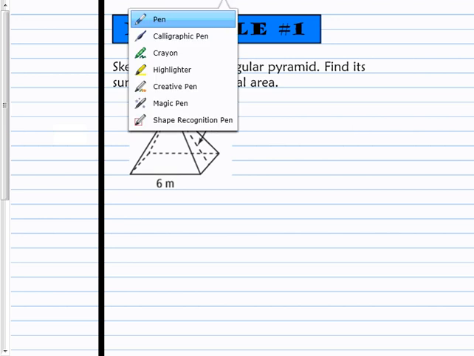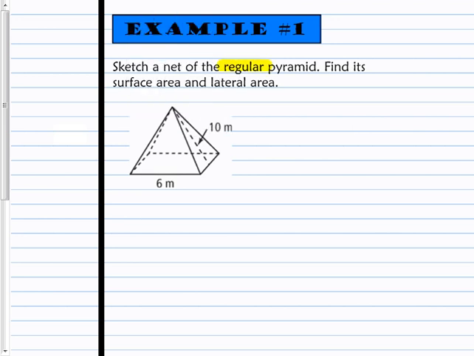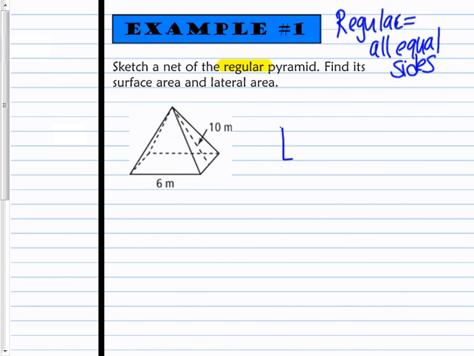One thing I want to point out is that regular pyramid means that all the sides are equal. Okay, so regular, if it says regular, it means all equal sides. So the first thing they want us to do is sketch the net. So draw the base, which here, they said it was a square, regular pyramid, which means all sides are equal, so that base is a square, okay? And all of the pieces are 6, okay?